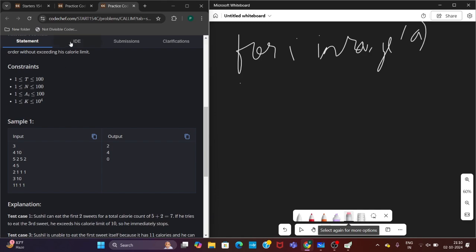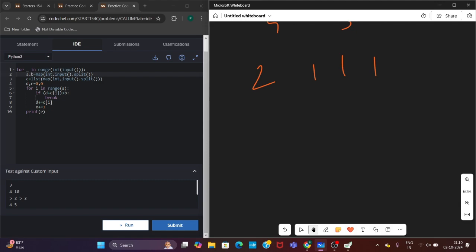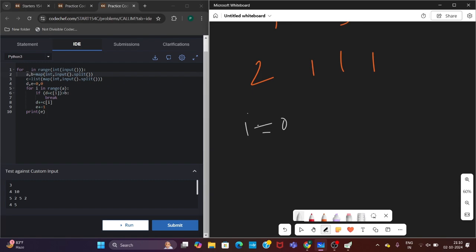So 4 5 2 1 1. Basically, we have taken an example where 4 is the number of sweets and 5 is the calorie limit. And these are the calories given with respect to the sweets. So for iteration I equals 0, our first iteration, the number of sweets is 4, so our for loop will run from 0 to 3 only, meaning 0, 1, 2, 3.